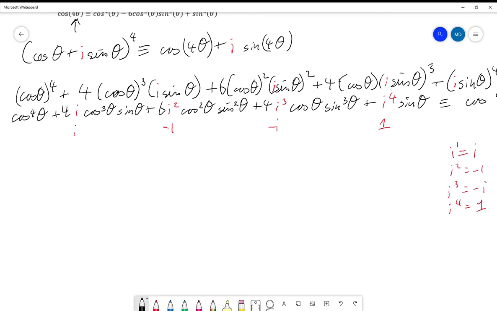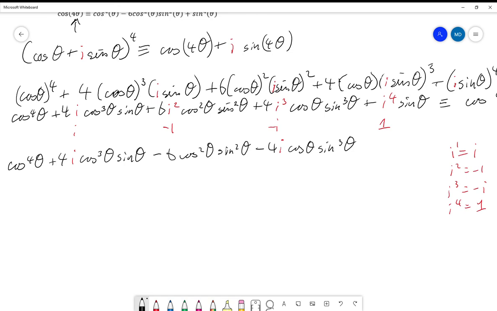But carrying on from there, now let's input that information and see what happens. We're going to get cosine 4 theta plus 4i, because i is just i, nothing's changed there, cosine cubed theta sine theta. Now, i squared is minus 1, so this has changed. We get just minus 6 cosine squared theta sine squared theta. And at this point, you might be going, oh, I see where it's going. Minus 4 lots, because we've got a minus now, of i cosine theta sine cubed theta. And then i to the power of 4 is just 1, so plus sine to the power of 4 theta.